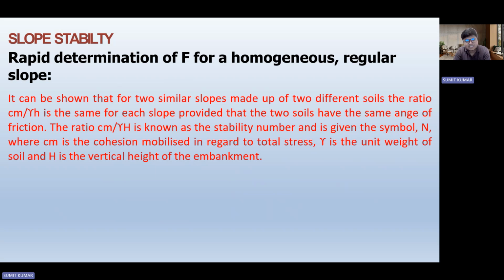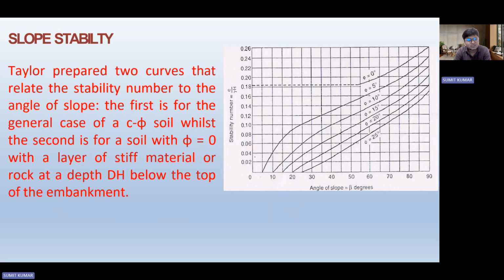Cm is the mobilized cohesion with regard to the total stress, and this mobilized cohesion Cm is nothing but the total C divided by factor of safety. That's why it is mobilized. The overall cohesion at that specific section could not be used, so it is reduced in order to calculate the factor of safety, where gamma is the unit weight of soil and h is the vertical height of the embankment.